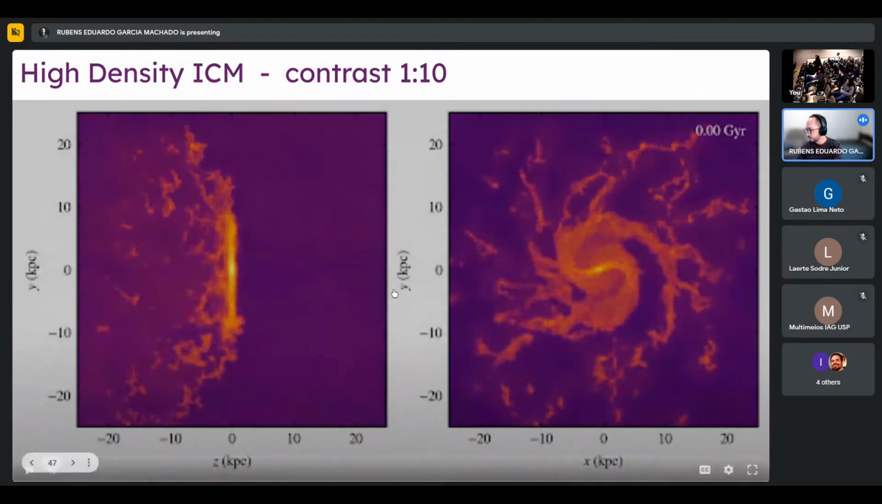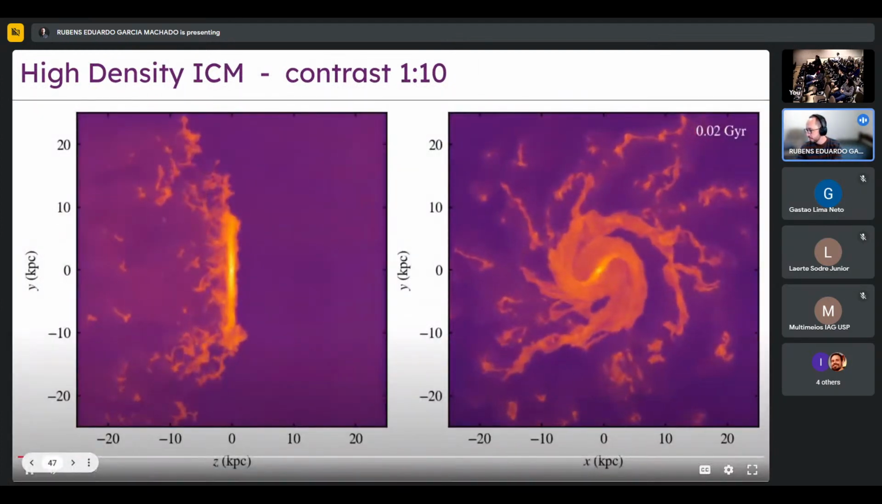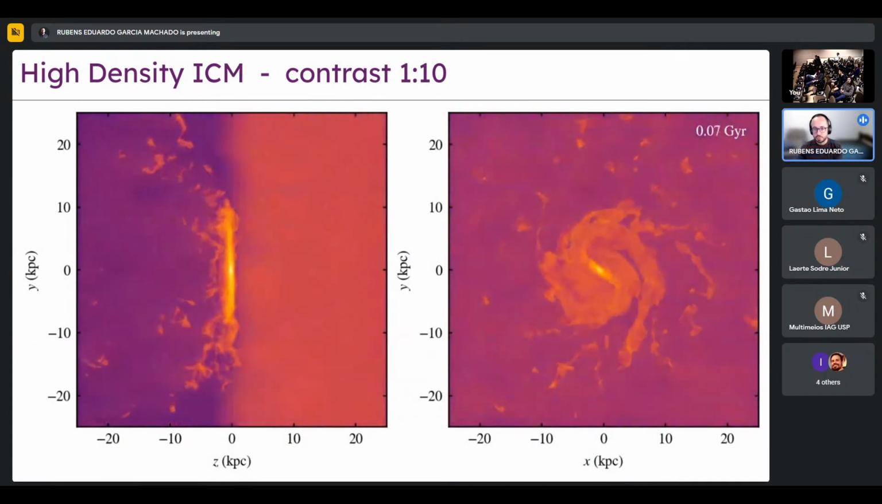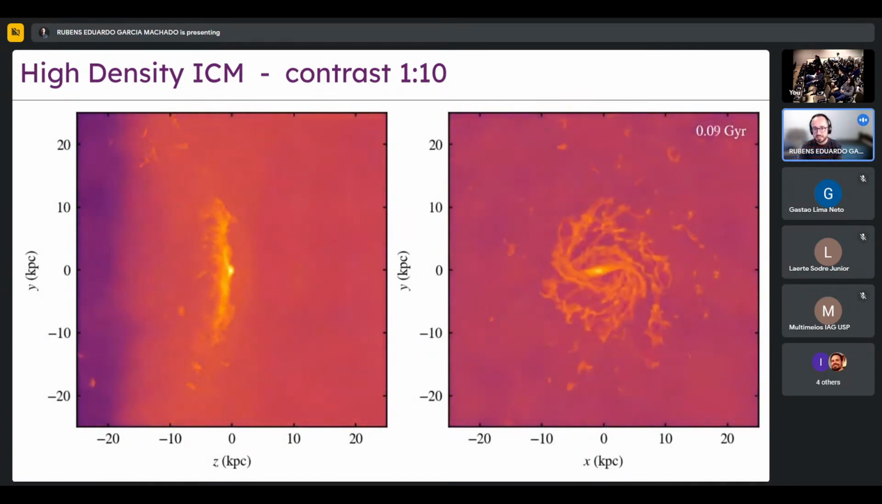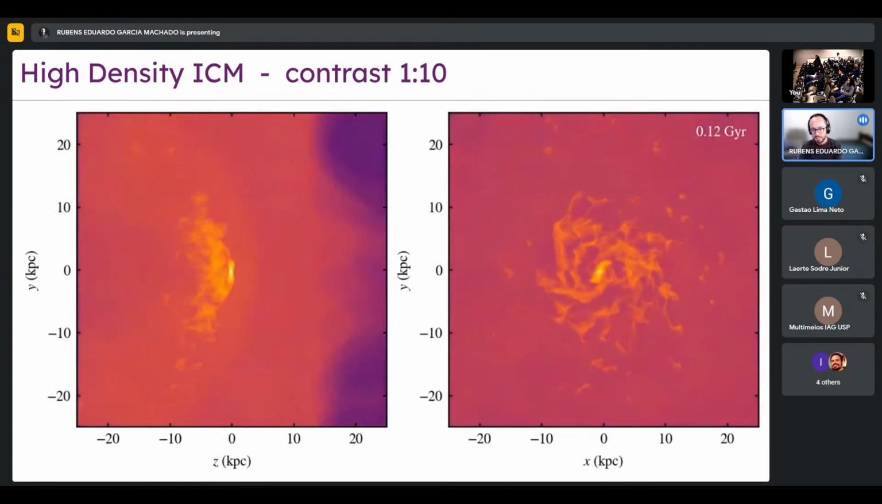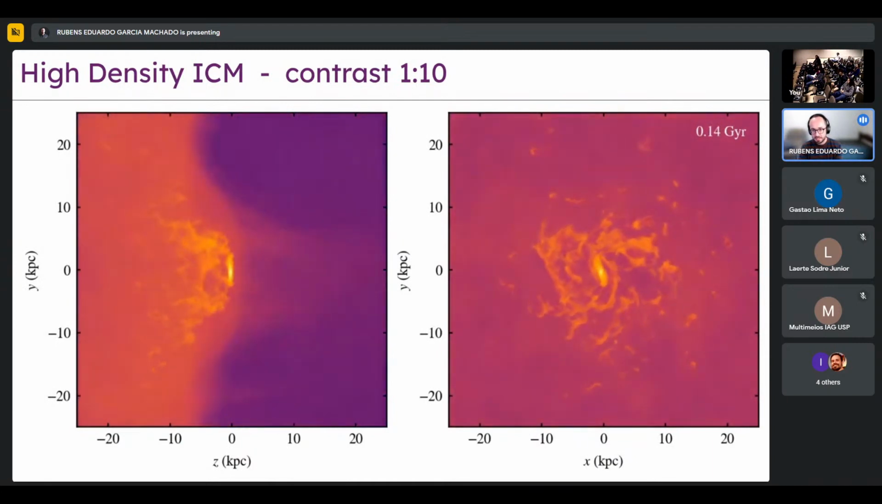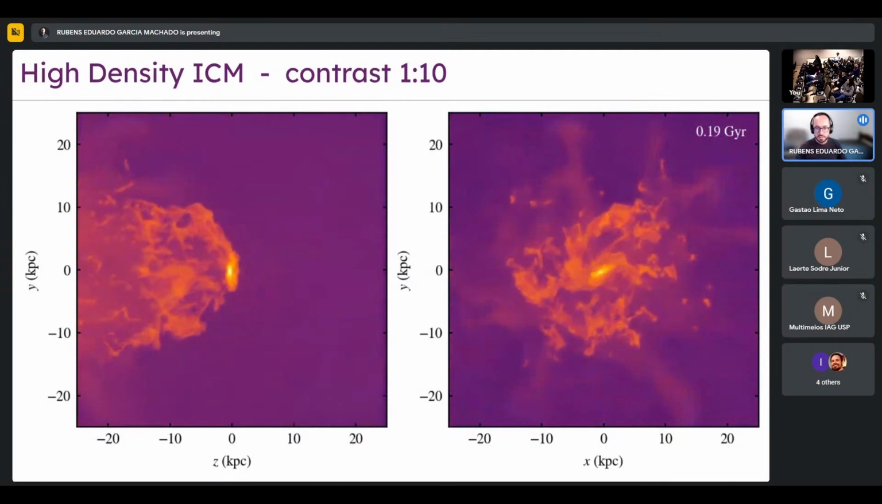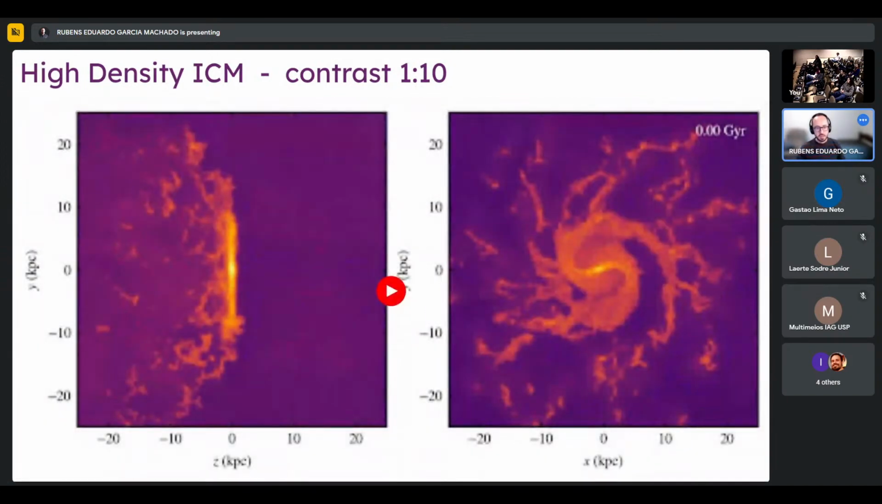Let me play the video again. There. So the purple here is outside the cold front. The orange color is the denser gas. And as the galaxy moves through the denser gas, it undergoes a lot of ram pressure stripping.